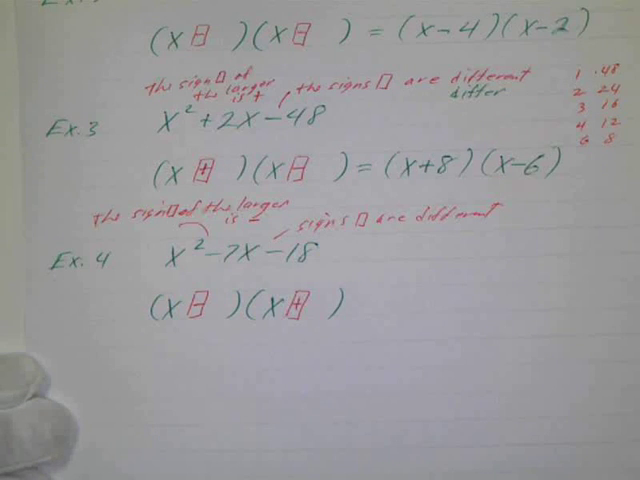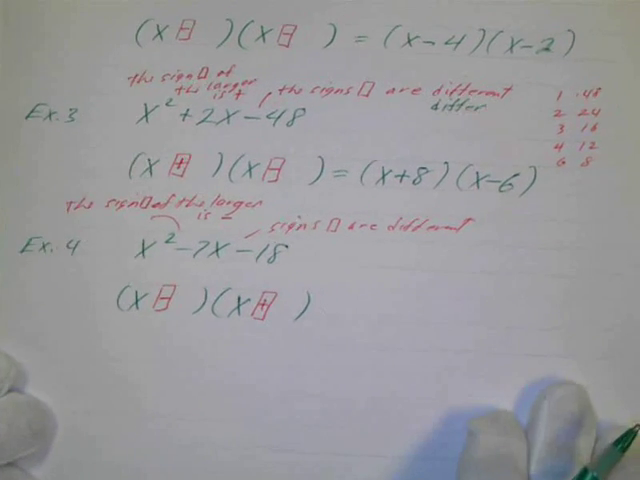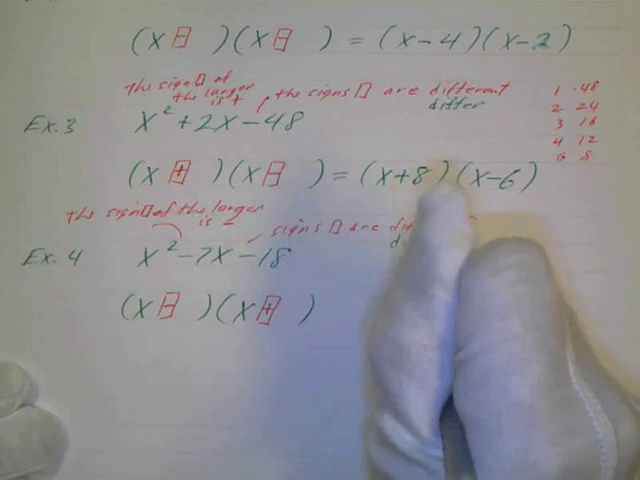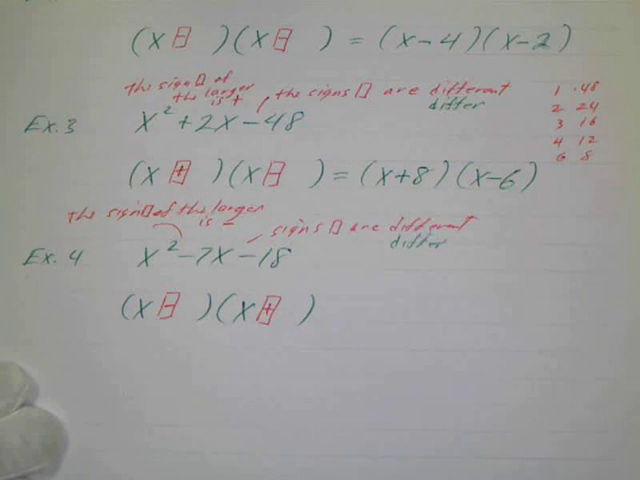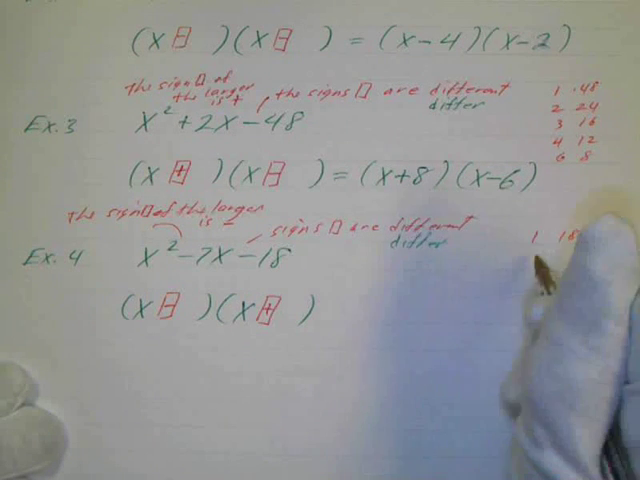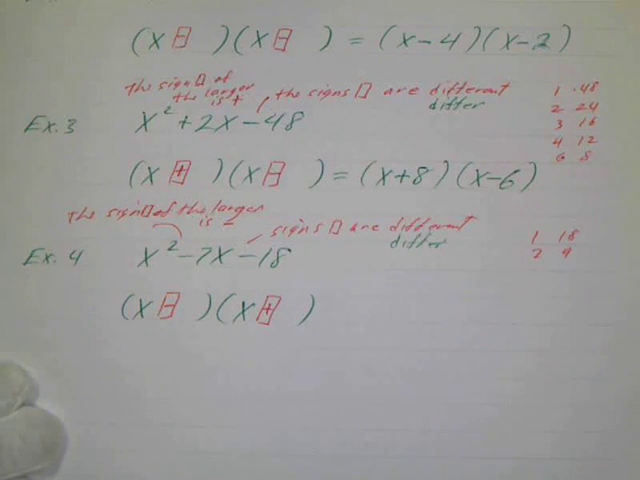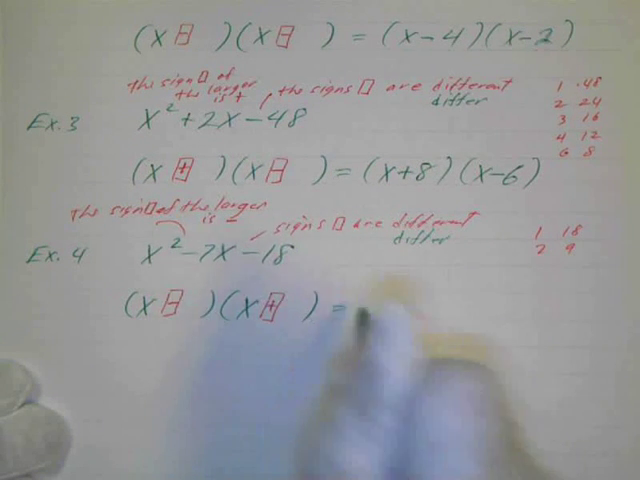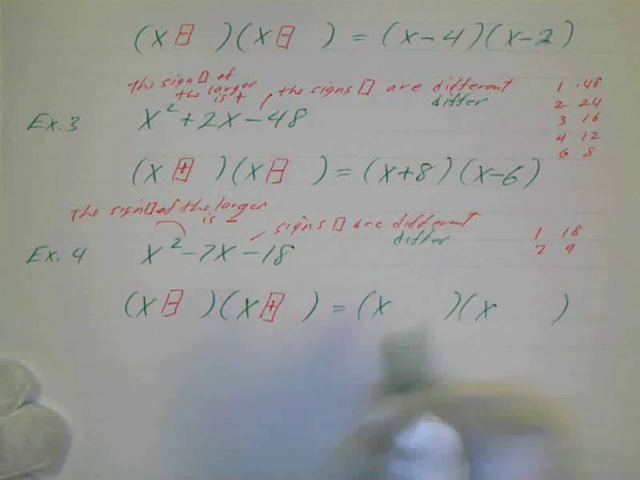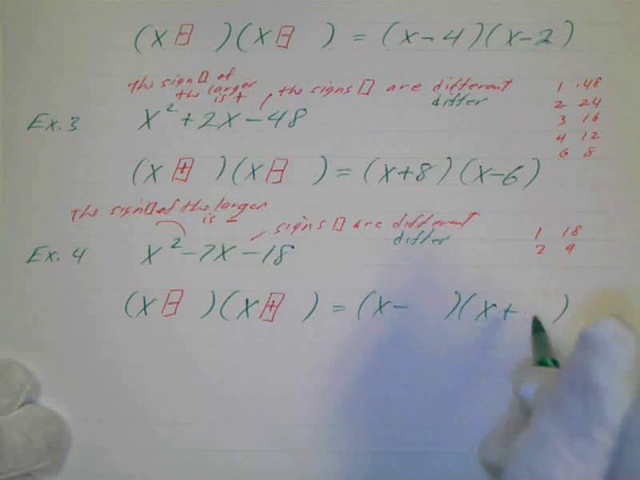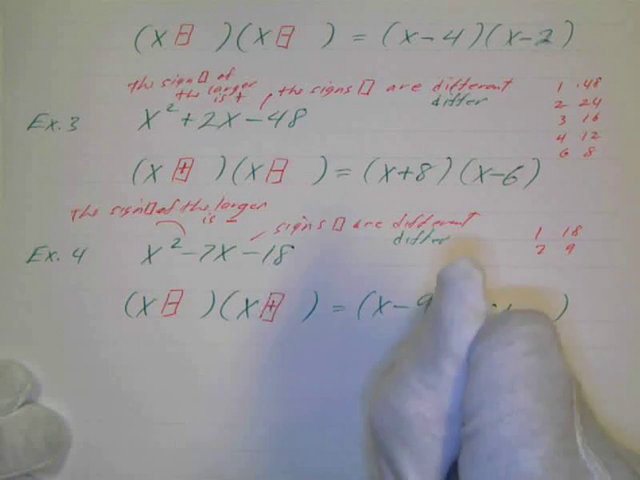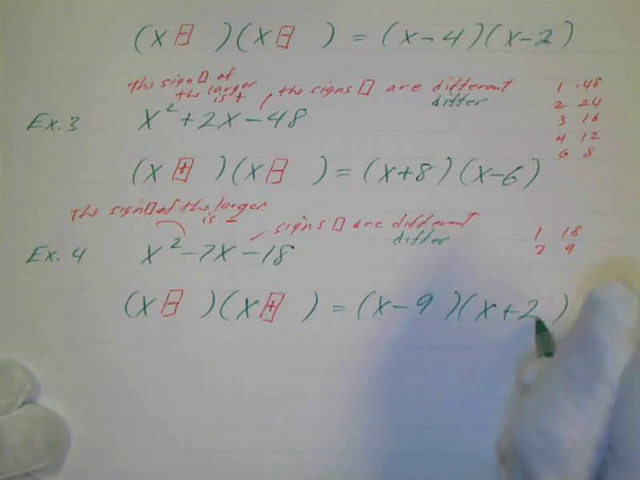So we need two numbers that multiply to give 18. And they differ. Remember, differ by 7. So we can go over here. 1 times 18 is 18, but they differ by 17. 2 times 9 is 18, and they differ by 7. So there we go. So we have x, negative, positive, and since the sign of the larger is negative, it's going to be 9 and 2. And then check it.